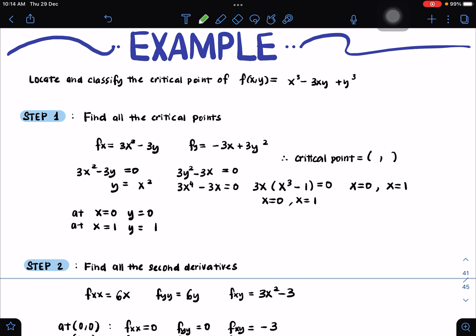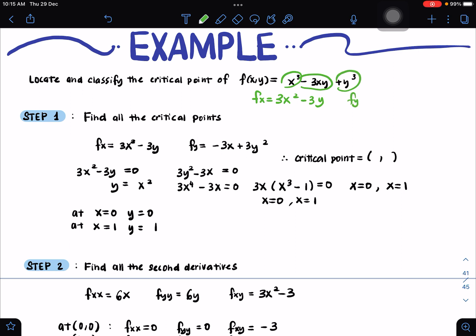Locate and classify the critical point of fxy for the function fxy, x cubed minus 3xy plus y cubed. So kita kena cari dulu critical point. Nak cari critical point, kita kena let equal to 0. Okay, kita kena cari partial derivative. So kita cari partial derivative fx. Okay, differentiate with respect to x. This one you will get 3x square. This one differentiate with respect to x, you will get 3y. This one constant, so kosong lah. So you get 3x square minus 3y.